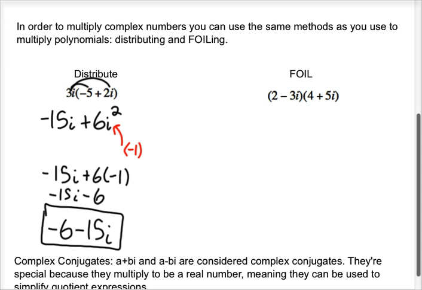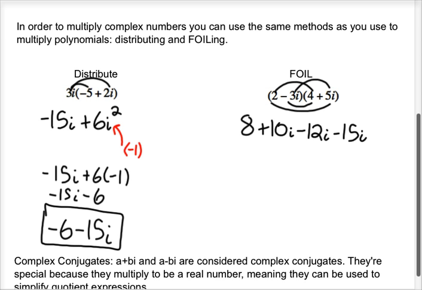Now, looking at foiling. So you know foiling for polynomials. Now we can also use foiling to simplify this multiplication of complex numbers. So F for first. 2 times 4 gives us 8. O for outside. 2 times 5i is 10i. I for inside. -3i times 4 is going to be -12i. And L for last. -3i times 5i. That's going to be -15i squared.